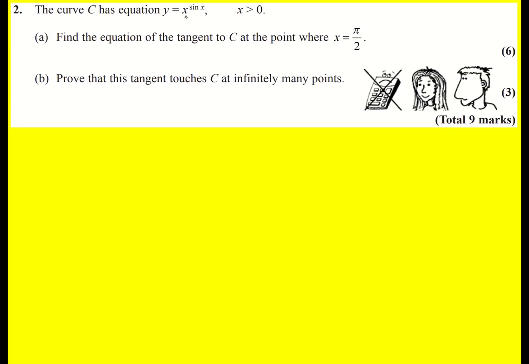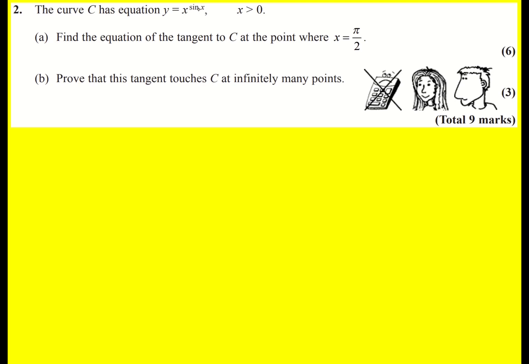We have this function y equals x to the power of sine x. And we're asked to find the equation of the tangent to the curve at the point where x is equal to pi over 2.